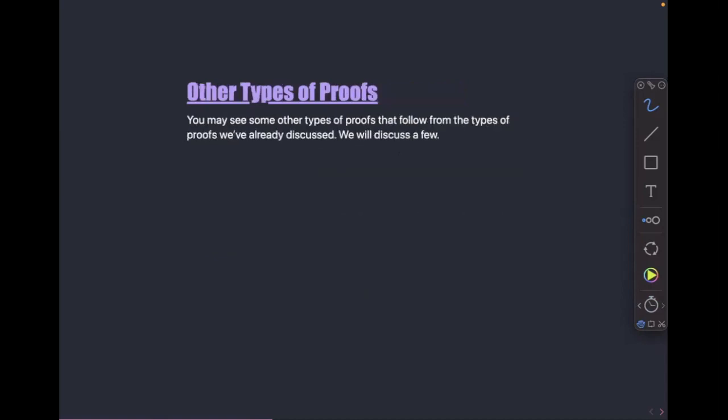Now, there are some other smaller types of proofs that follow from the types of proofs we've already discussed. And so we will discuss a few of those.